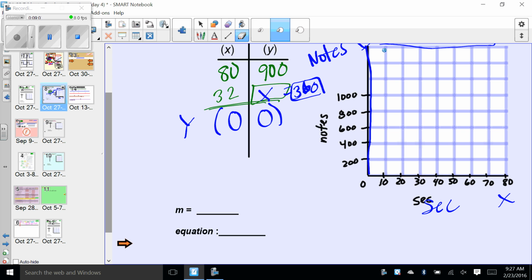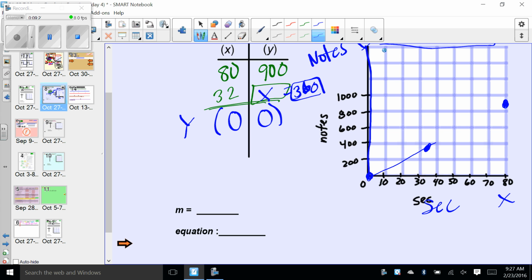So we have 3 data points to plot here. One of the data points is going to be a little bit ugly, so you could pick another data point to plot instead if you'd like. But 80, 900, that one's going to settle in pretty good. 80, we have to kind of find that 900. 0, 0. And then we have 32, 360. 360, I meant to say.